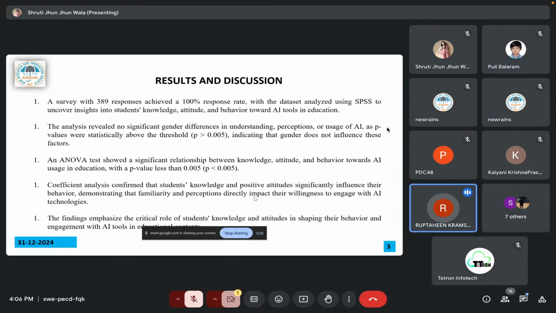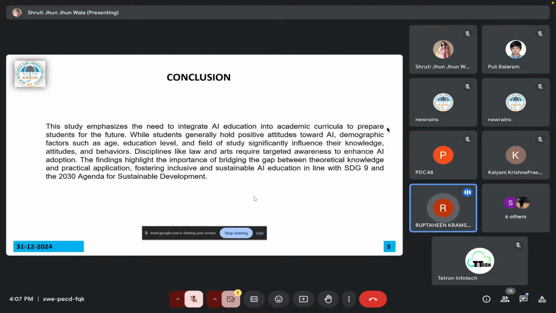For instance, when we analyze it, we found that the students from BBA or the business background have positive knowledge and a positive attitude towards the AI. So their behavior towards AI is mostly positive in comparison to people from the law or arts background. So that is all from our conclusion. Thank you.